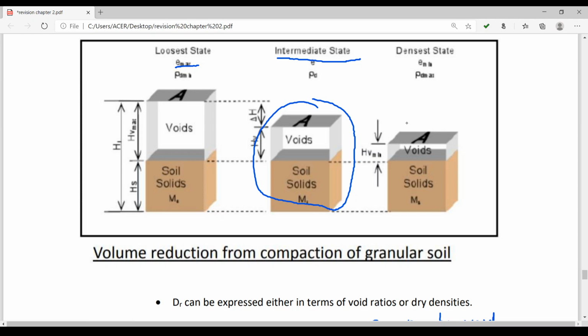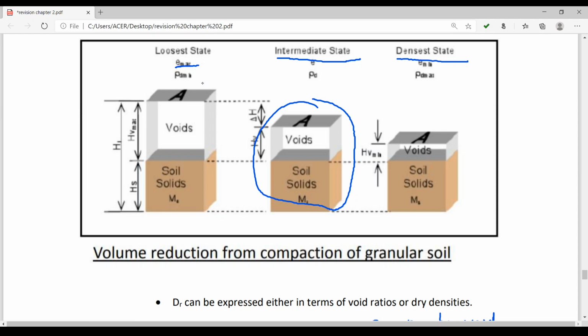Ito naman yung kapag dense state naman, ito naman yung result kapag kinompact mo yung soil. Ito yung result after compaction of soil. It will become more dense. Okay?